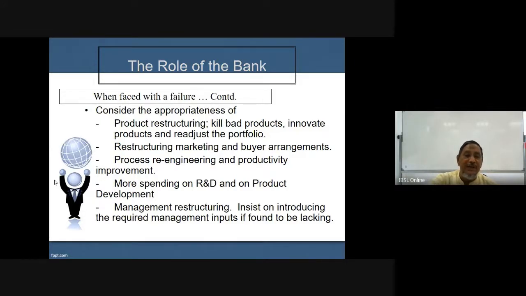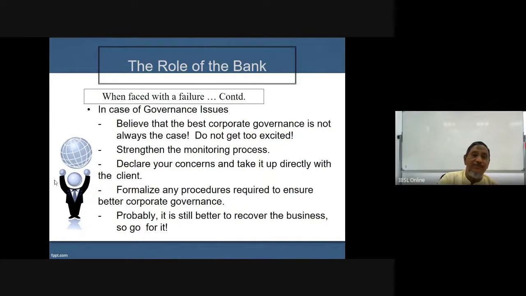Process re-engineering and productivity improvement: another important part. If the business has come to a stagnating or maturity level, the re-engineering process and product improvement have to be carried out to continue the business. If not, the business will collapse. There should be more spending on research and development and product development. Management restructuring insists on increasing management inputs where it is found to be lacking. Management quality has to be looked into carefully.